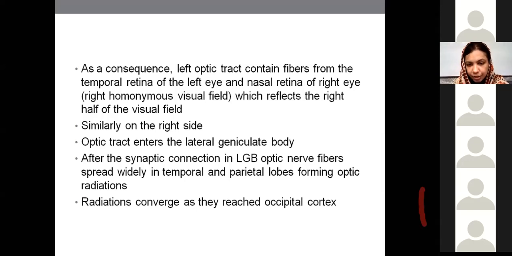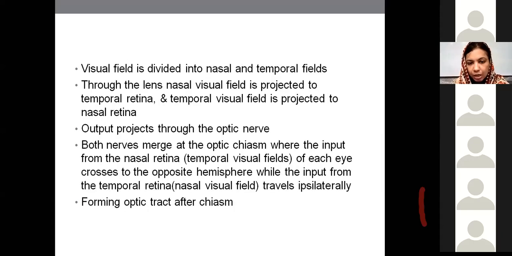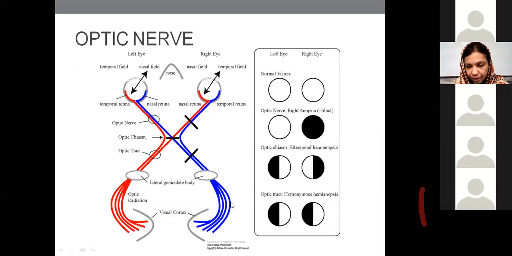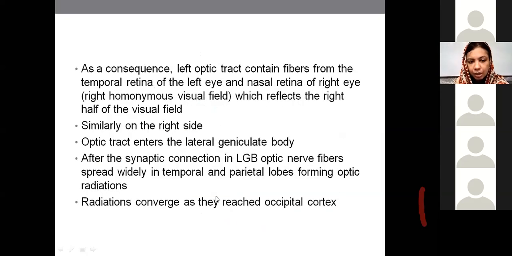After the synaptic connection in the lateral geniculate body, optic nerve fibers spread widely in the temporal and the parietal lobes, forming the optic radiations. So first of all is the optic nerve, then it crosses at the chiasm. They constitute the optic tract, they enter the lateral geniculate body, they constitute the optic radiations, they are divided into parietal and temporal fibers, and then they enter into the occipital cortex, right? So this is the optic nerve pathway. Radiations converge as they reach the occipital cortex.